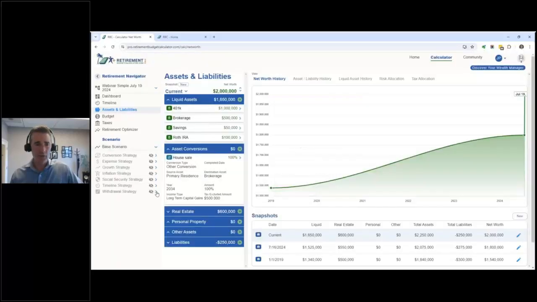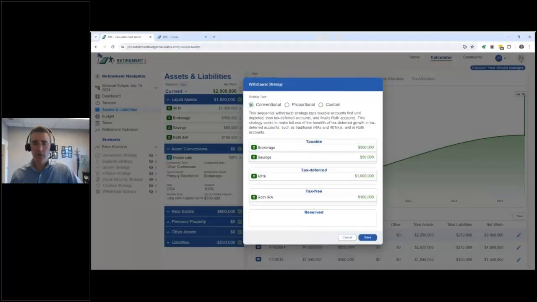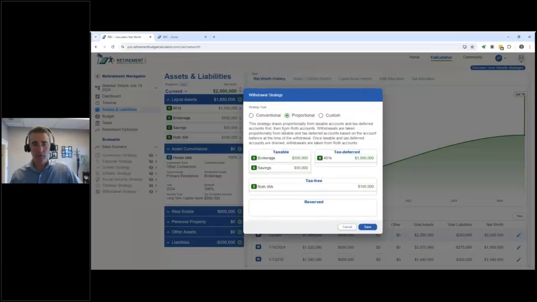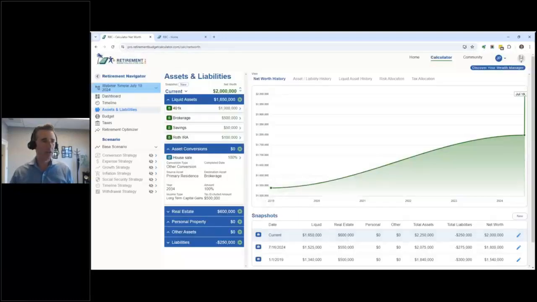Another way that you can do it is you can come down to the withdrawal strategy calculator. And we've got a couple of different ways for you to do this. You've got your conventional withdrawals, which is going to tap into your brokerage and savings account first, then tax deferred second, and then Roth IRA third. You've got proportional, which is going to be coming from taxable and tax deferred accounts in equal percentages, and then tax-free last. Or we have the custom, which allows you to create any kind of withdrawal strategy you want. So those are the ways that you would create those different withdrawals.